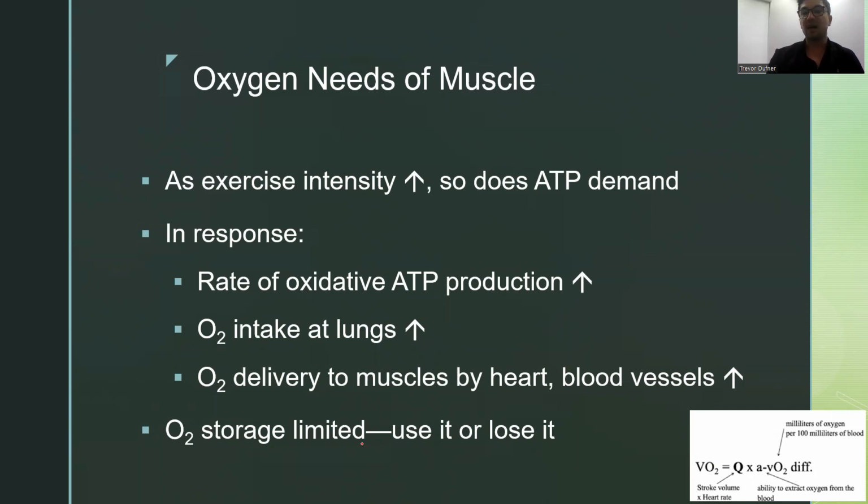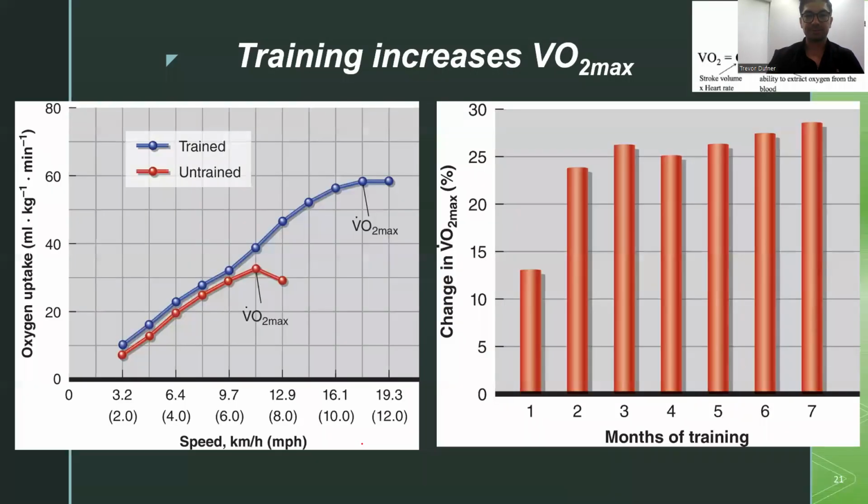So what we're saying here is that the oxygen storage within the muscle is relatively limited. What we are actually really changing is the ability to transport oxygen to the working muscle and increasing that, which allows us to have higher ATP production. So training increases VO2 max.